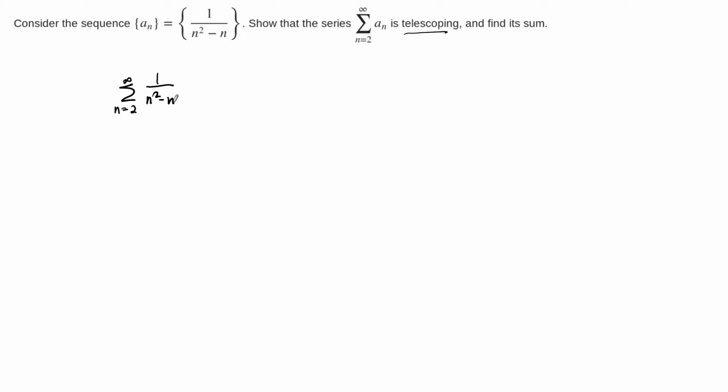And as it's written, this doesn't look like it's telescoping at all, because this is just going to be what? 1 over 4 minus 2, plus 1 over, the next term when n is 3 is going to be 9 minus 3, plus the next term, when n is 4, is going to be 16 minus 4, etc., right? And so this doesn't look like it's telescoping at all. These terms are not going to cancel out. This is a half, this is a sixth, this is 1/12.